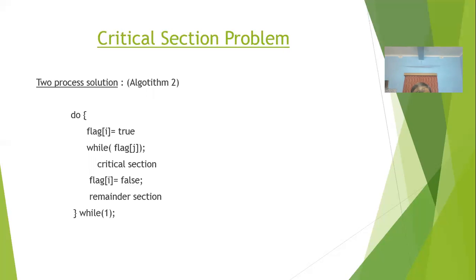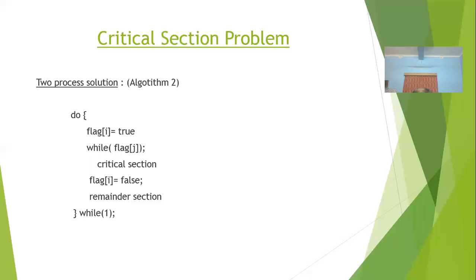You start the do-while loop. Do flag[i] equal to true, so you are making flag[i] true here. While flag[j] is true at that time, then what will you do? You will have to wait. Otherwise, enter into the critical section. Now, after exiting the critical section, make flag[i] equal to false, and then go to the remainder section.